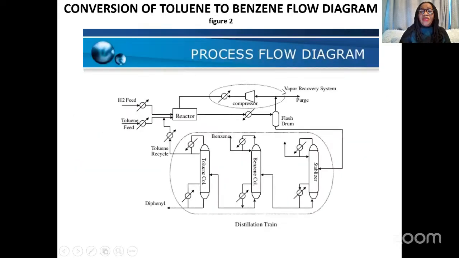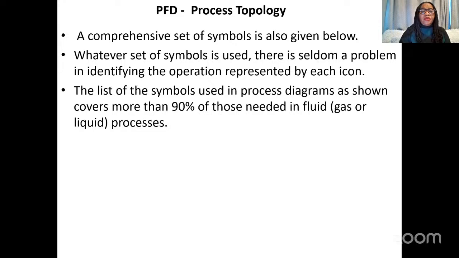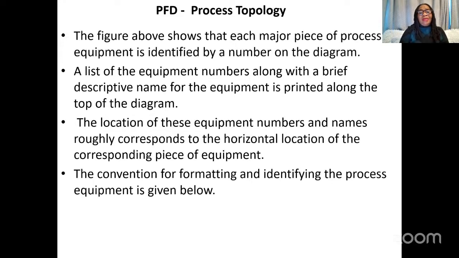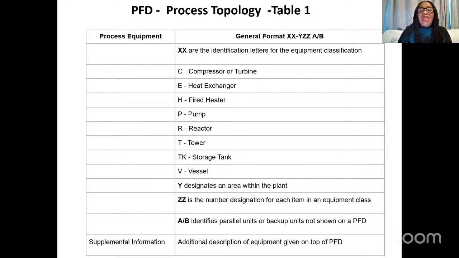Okay, so let's go back to the slide where we were. So that's what I meant by the location of these equipment numbers and names roughly corresponding to the horizontal location of the corresponding piece of equipment. The convention for formatting and identifying the process equipment is what I will show you below. So this is the general format for identifying process equipment. Don't worry about how it looks now. Very soon you're going to use it in today's lecture to solve problems.